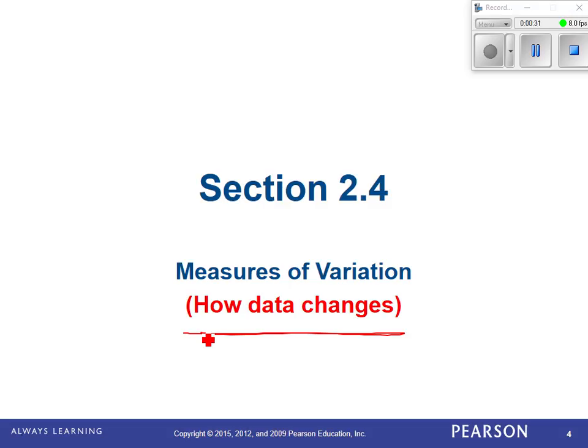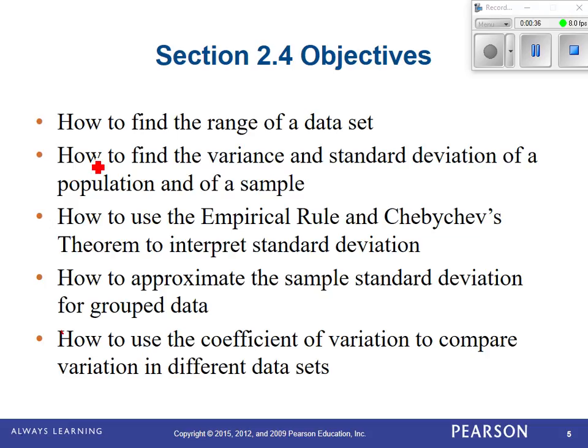So, measures of variation. What we're going to learn is how to find the range, how to find variance and standard deviation. Those are the main things right there. This first class, that's all we're going to talk about.